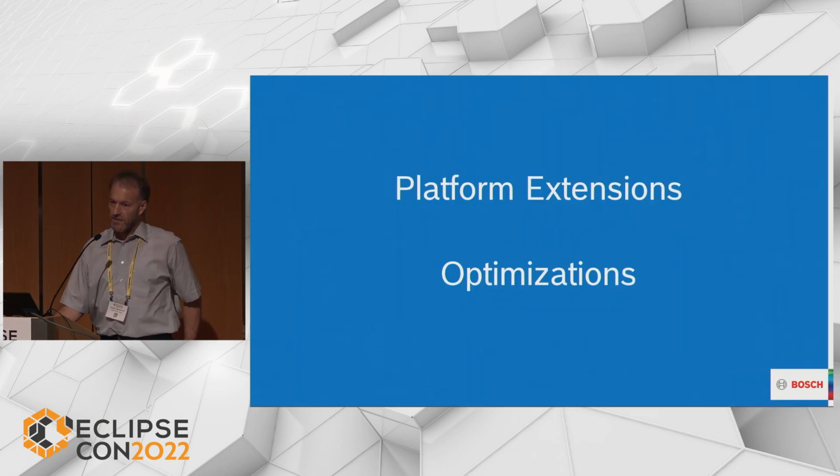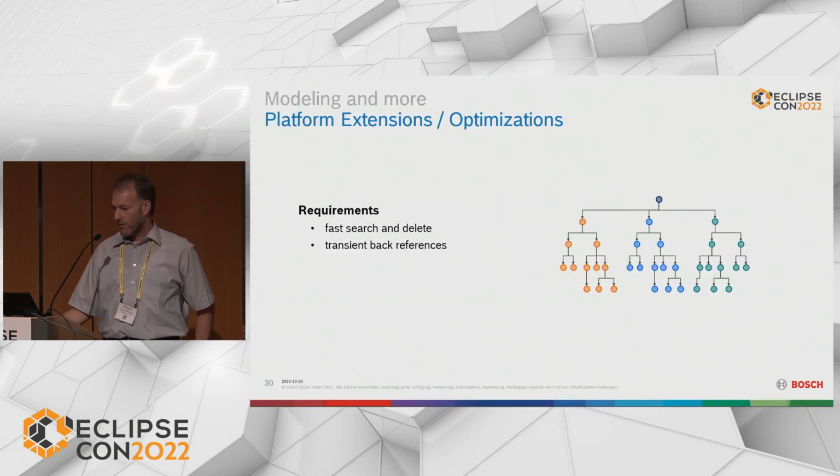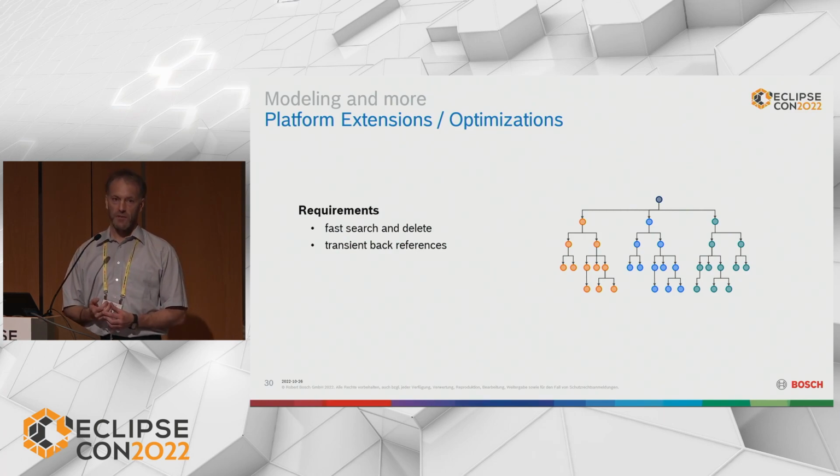We had the problem a few years ago, if you have a large model and a lot of references in it, we had to do some optimizations here. So the requirement was to have a fast search and also delete of models, and we wanted to have transient backpointers. The opposite references are limited: you have to provide them on both sides. But we wanted to be able, if there is a link to an object, to use it in the opposite direction without storing it in the model definition.